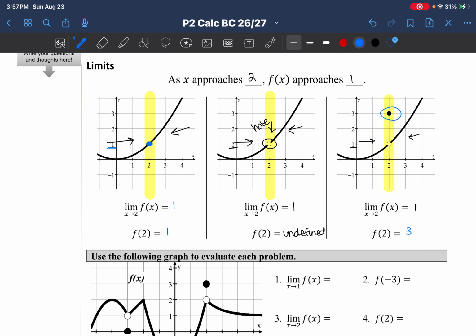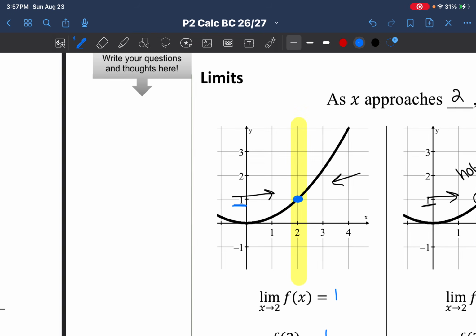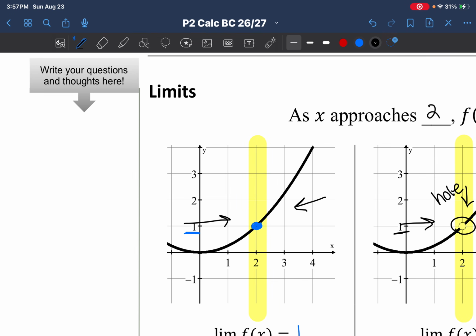So just a reminder, that a limit is a y value that a function approaches.